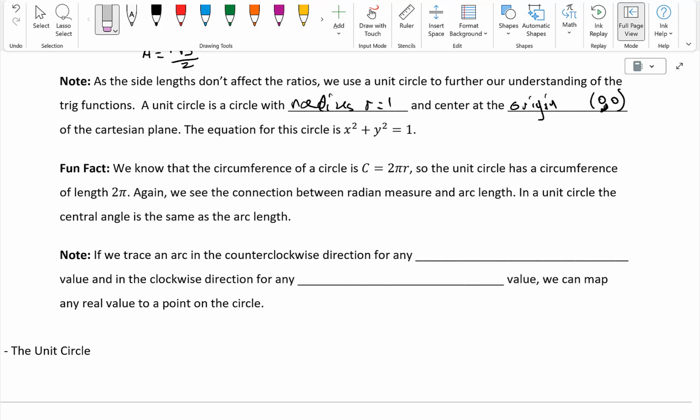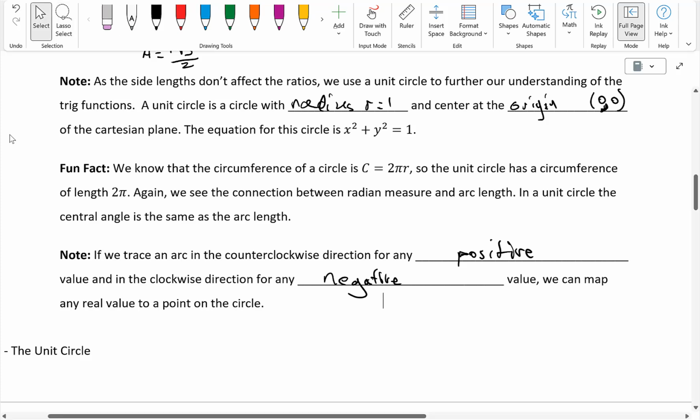So a note here to finish the first page, if we trace an arc in the counterclockwise direction for any positive value, and in the clockwise direction for any negative value, we can map any real value to a point on the circle. So that should match with our definitions for the positive and negative motions or directions for the angles as well.